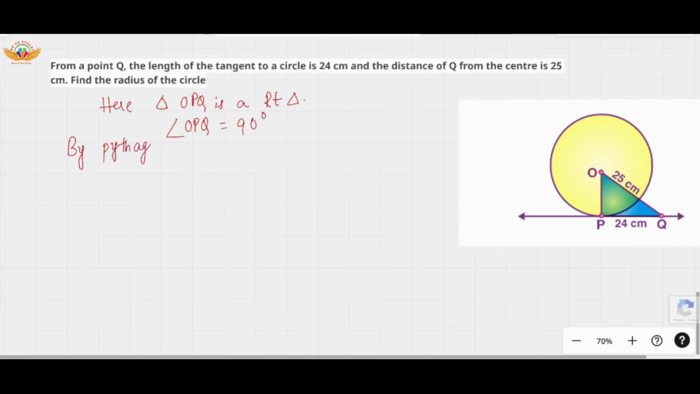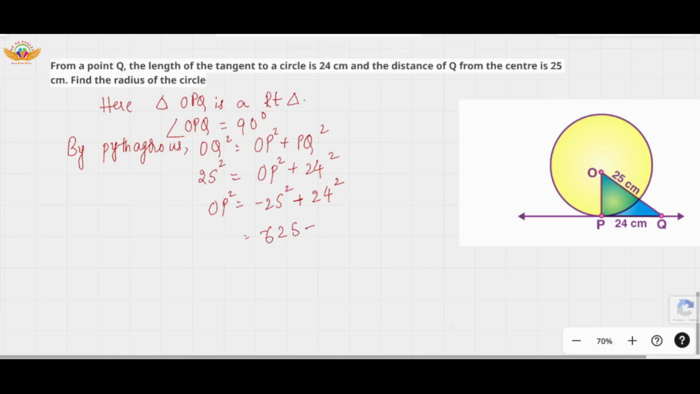By Pythagoras theorem, OQ square is equal to OP square plus PQ square. What is OQ square? 25 square. What is OP? We don't know. What is PQ square? 24 square. So OP square is equal to 25 square minus 24 square. 25 square is 625 and 24 square is 576.